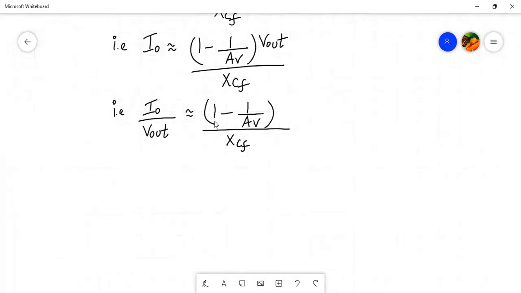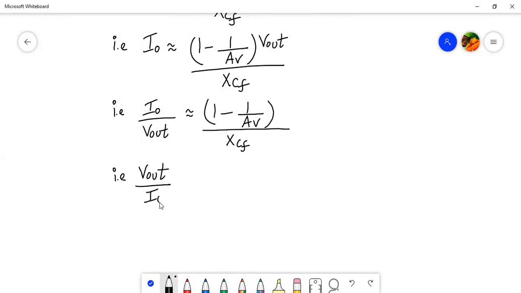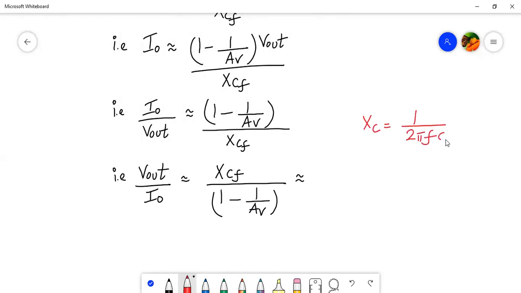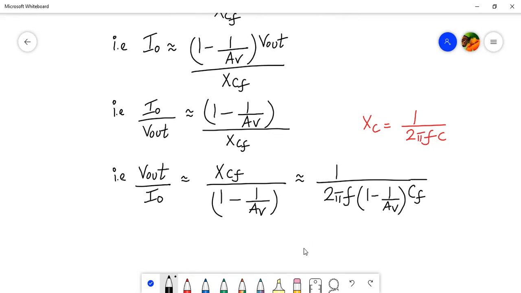So if I out upon V out is this much, what is V out upon I out? We can now write V out upon I naught is approximately equal to XCF divided by 1 minus 1 upon AV. That is how we have progressed so far, right? Next, XC can be written as 1 upon 2 pi F into C. So we can further elaborate this as 1 divided by 2 pi F into 1 minus 1 upon AV into CF.